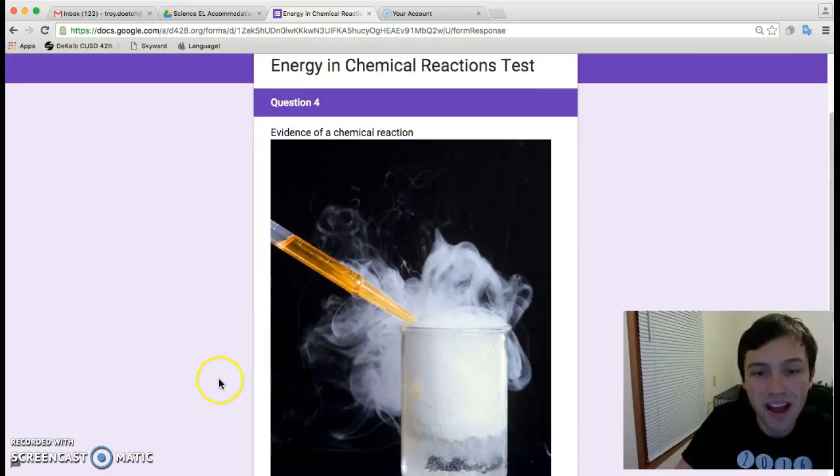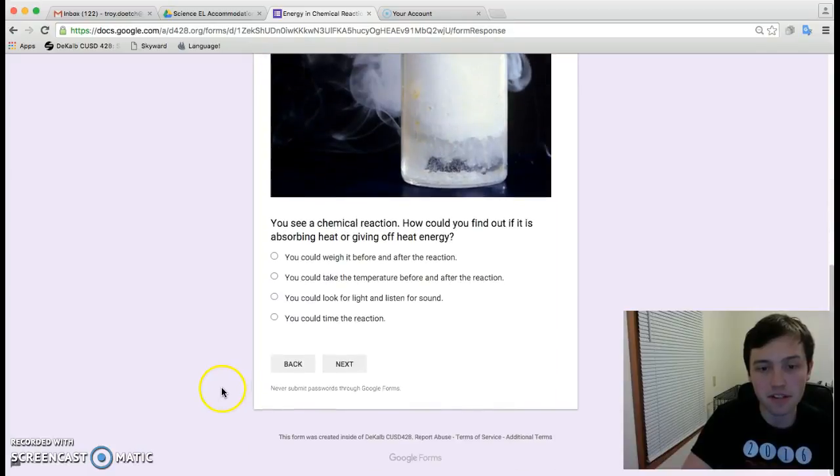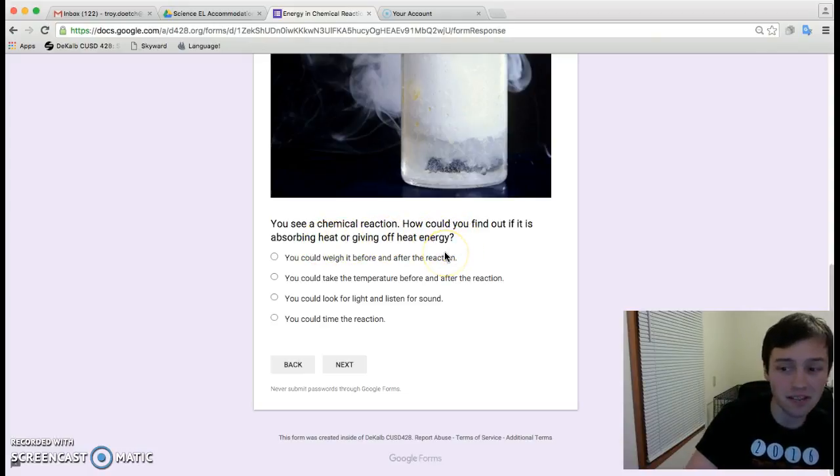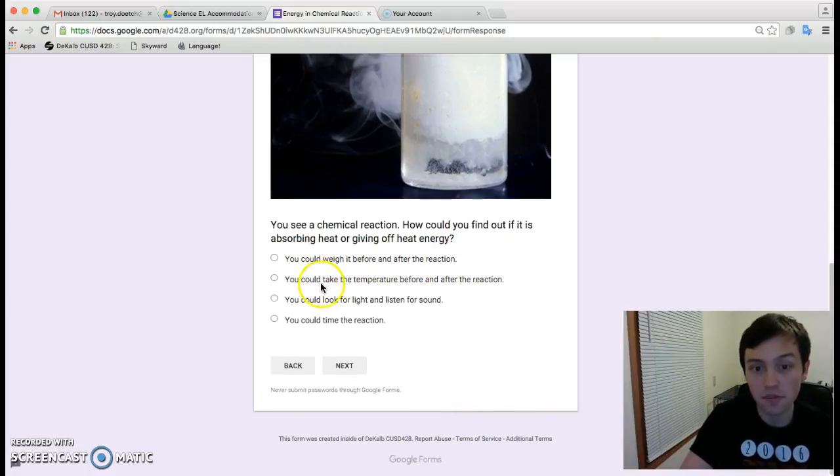Question 4. So evidence of a chemical reaction. This one's a little different. It says, you got this chemical reaction here. You see a chemical reaction. How could you find out if it's absorbing heat or giving off heat energy? You could weigh it before and after the reaction. You could take the temperature before and after the reaction. You could look for light and listen for sound, or you could time the reaction. So are you going to weigh it? Are you going to take the temperature? Are you going to look for light and sound? Or are you going to time it? So those are your choices.